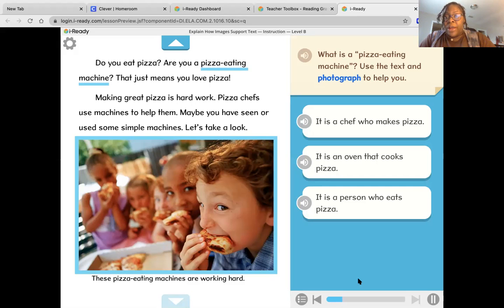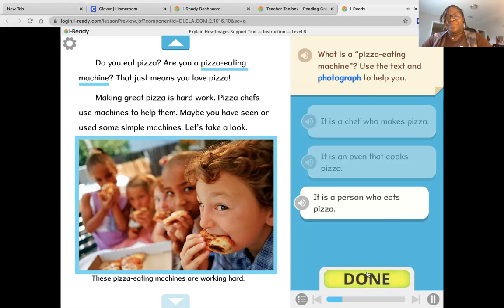So let's look at the answers that we have over on this side. Remember, there are good answers, but we're always looking for the best answer. The first answer says, it is a chef who makes pizza. Well, in this picture, we do not see a chef, so we can rule that out. It is an oven that cooks pizza. Well, those kids certainly are not ovens, so we can rule that out. It is a person who eats pizza. Ding, ding, ding. We're going to go with that one. Yes, good job.